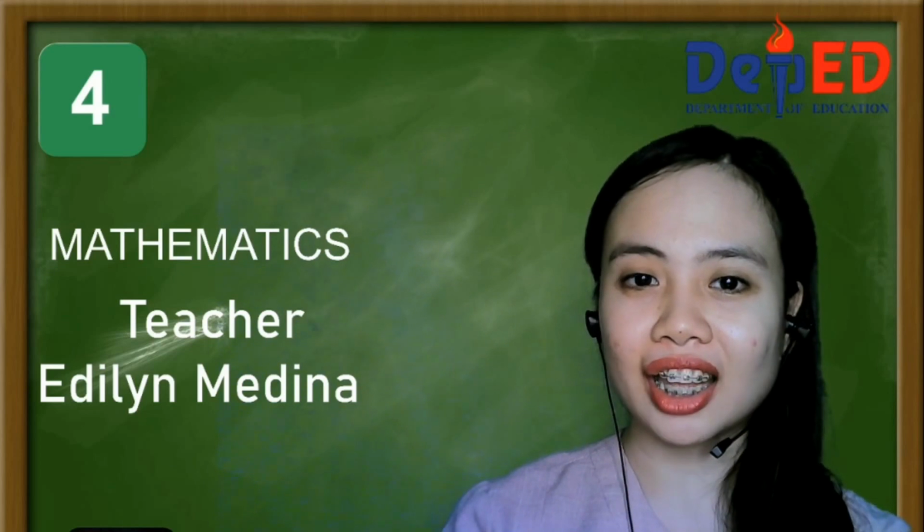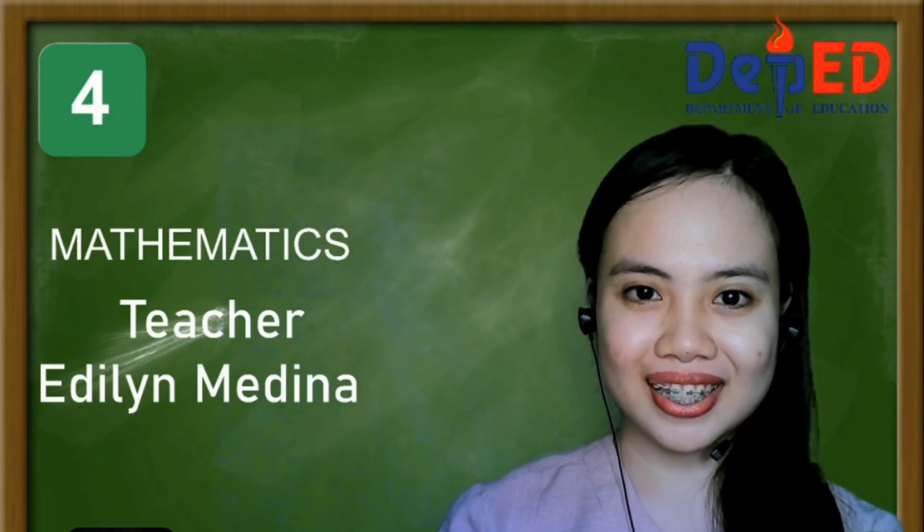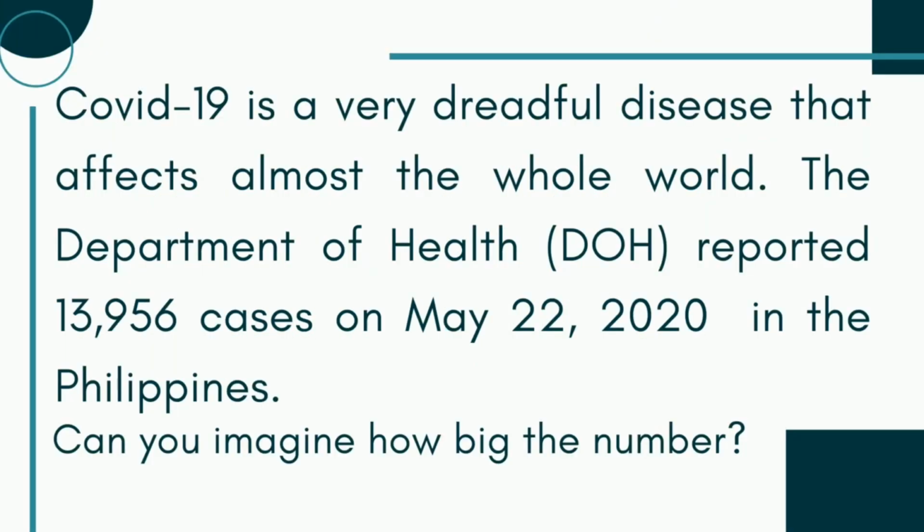Do you have any idea what we are going to learn today? Alright. In today's lesson, we will learn all about visualizing numbers up to 100,000 with emphasis on numbers 10,001 to 100,000. Now try to look at this situation.